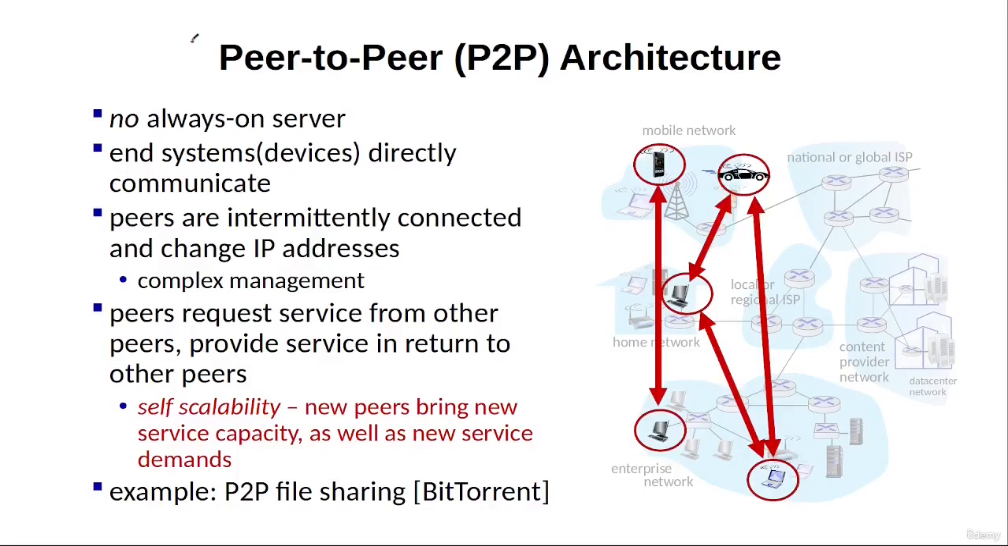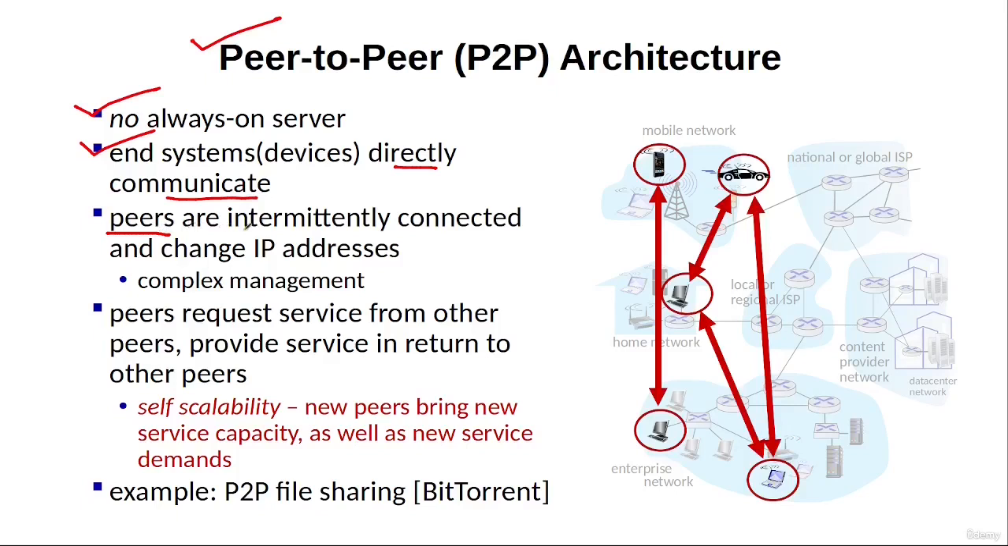And then you have the peer-to-peer architecture of the network applications. In the peer-to-peer architecture of a network application, there is no always-on server. Rather, the end devices or the end systems communicate directly with one another. And these end devices are also called peers.